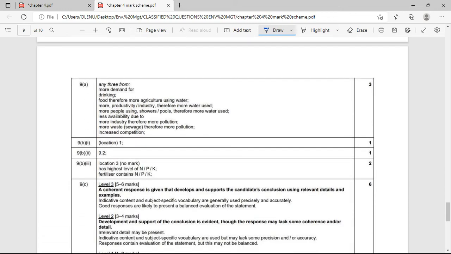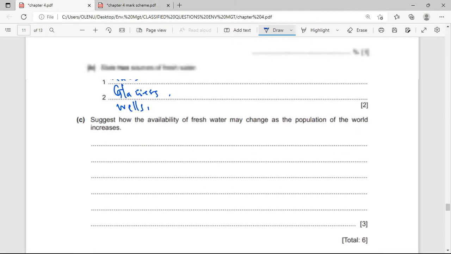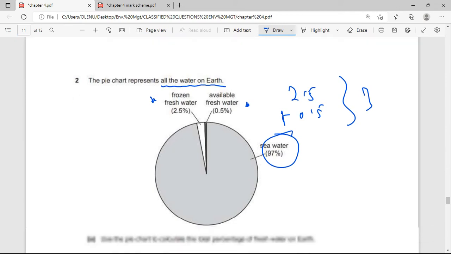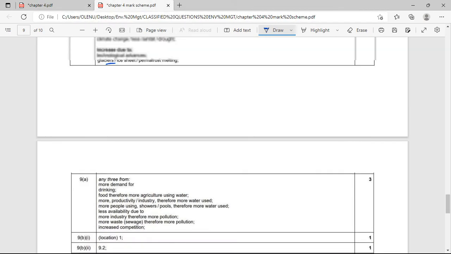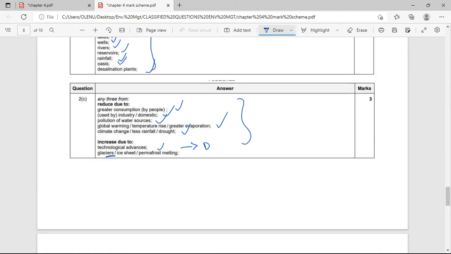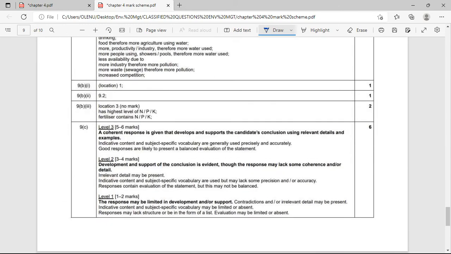So, any three from more demand for drinking, therefore more agricultural use of water. What am I even answering? Which question is this? Question number, okay, I had it as two. Okay, this is what we are looking at. So let's move to the next one quickly.